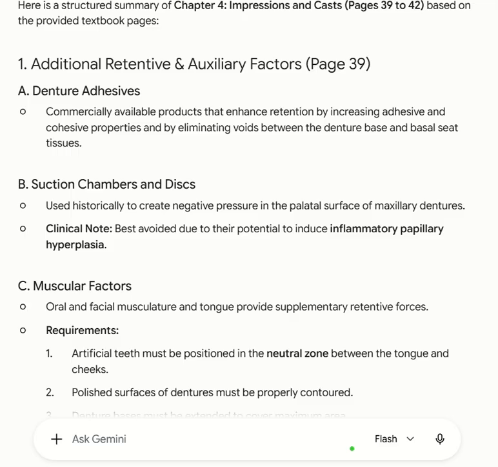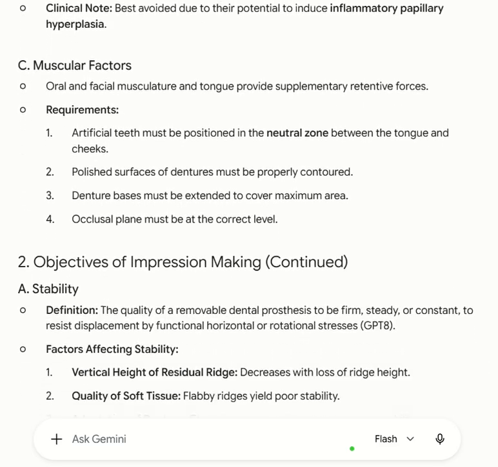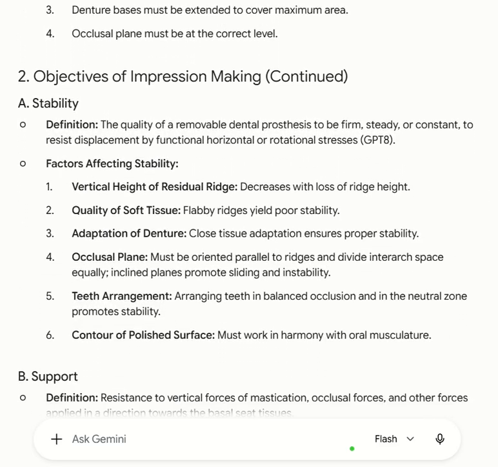2. Objectives of impression making, continued. A. Stability. Definition: the quality of a removable dental prosthesis to be firm, steady, or constant, to resist displacement by functional horizontal or rotational stresses (GPT-8). Factors affecting stability: vertical height of residual ridge decreases with loss of ridge height. Quality of soft tissue: flabby ridges yield poor stability. Adaptation of denture: close tissue adaptation ensures proper stability.